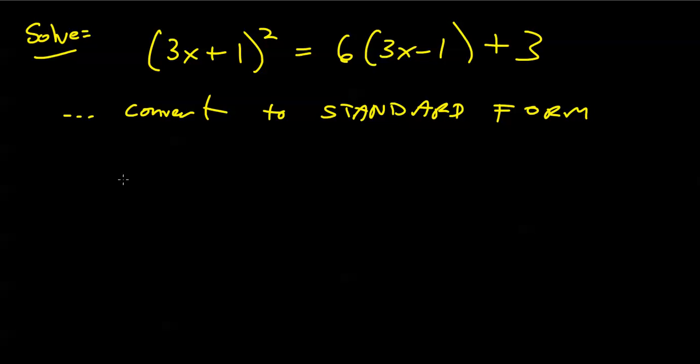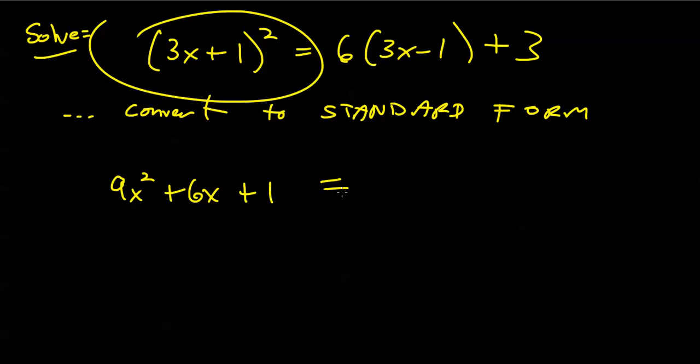Alright, let me look at the left hand side here. If I square 3x plus 1, I get 9x squared plus 6x plus 1, squaring the binomial. Don't forget about the inner and outer product. On the right now, I'm going to convert this product. 6 times 3x is 18x minus 6. And of course, plus 3, I'll combine like terms in a minute. Okay?